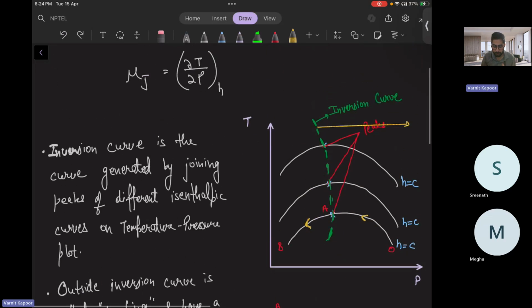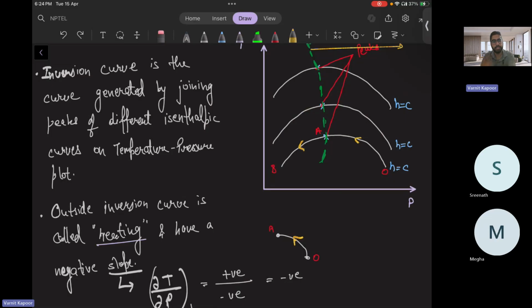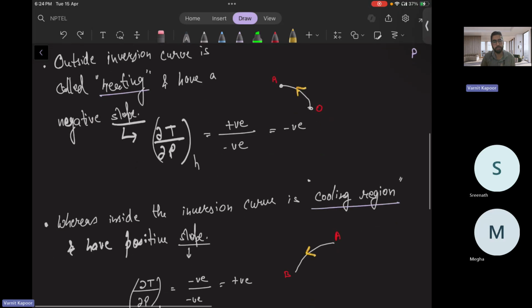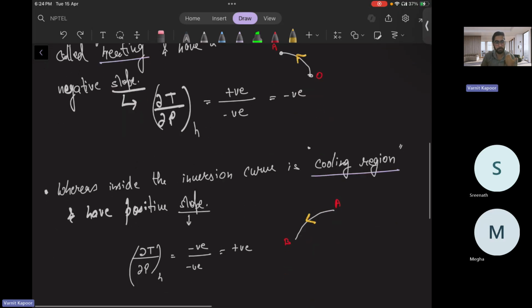The inversion curve is generated by joining the peaks of different isenthalpic curves on a temperature-pressure plot. Outside the inversion curve is a heating region, because the temperature increases while pressure decreases, giving a negative slope. Inside the inversion curve is a cooling region with a positive slope, because pressure as well as temperature both decrease.